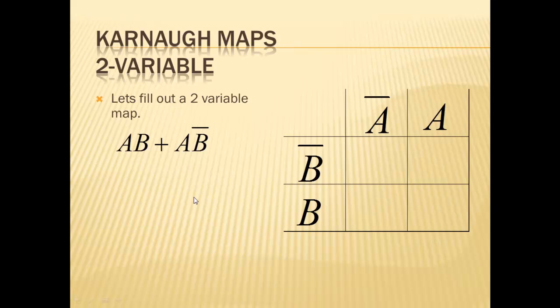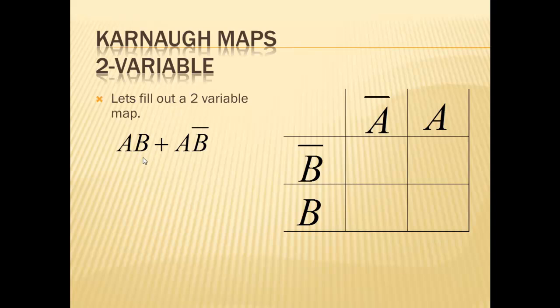Okay, so let's do an example. Let's map one. We've got this expression: AB or AB not. You could probably see that with Boolean algebra, I could pull out the A, and then B or B not, anything ORed with its opposite is just a 1, and then that cancels out, and you're left with A. That's doing Boolean algebra.